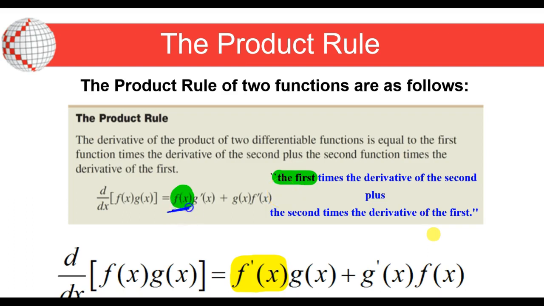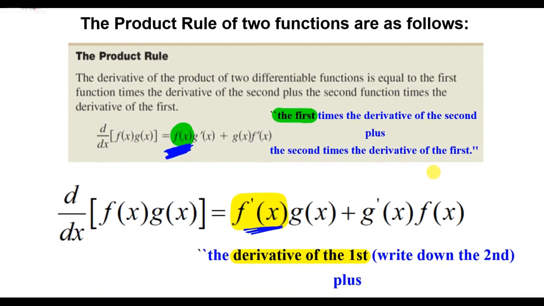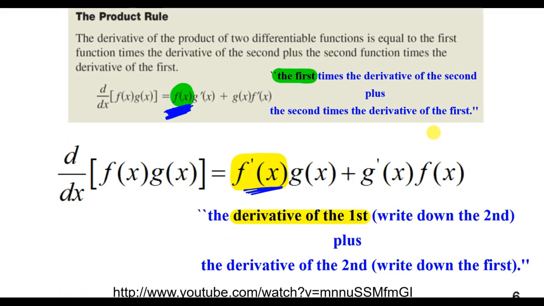The book actually uses a little bit different version. I learned it as the derivative of the first, but the book says, just write down the first. So again, there are different versions of this. It doesn't matter, because 4 times 5 is the same thing as 5 times 4, so the order that you do those in does not make any difference. The point is you're going to be taking the derivative of one function and writing down the other. The order that it happens doesn't matter.